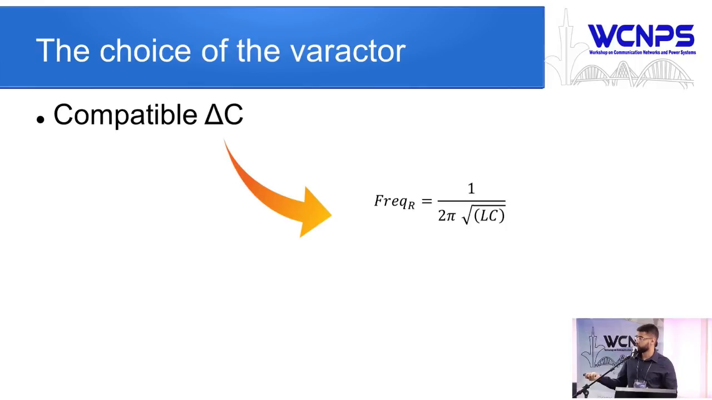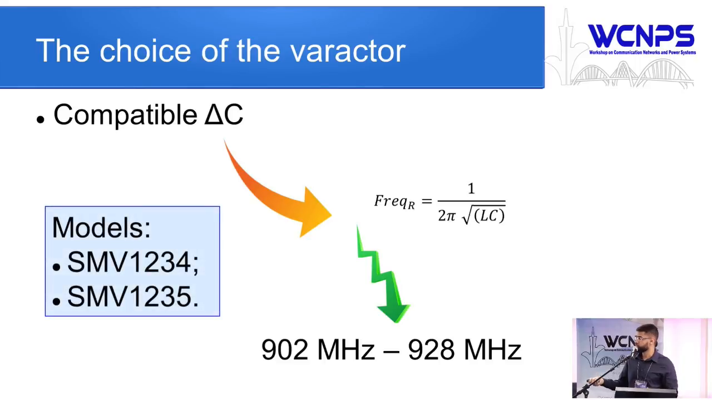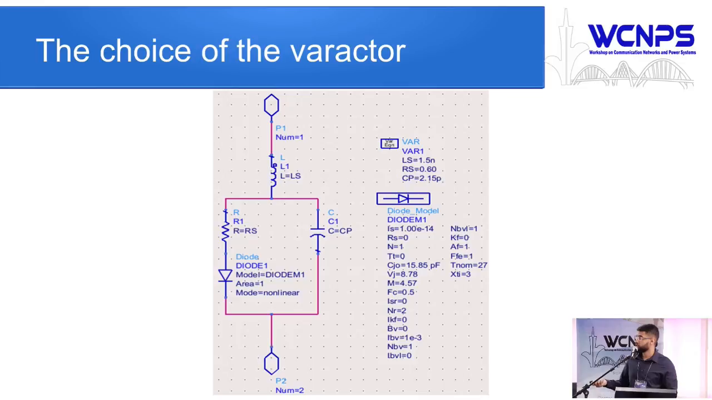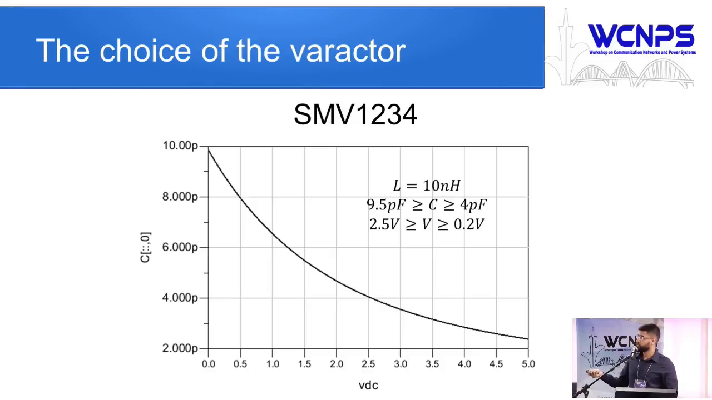Our circulator has an operating frequency range of 902 megahertz to 928 megahertz. So for this operating frequency, we selected these two models of varactors, okay, manufactured by Skyworks. Here we put the SPICE model in ADS, and we simulate it. And here is the curve of the first model. We selected 10 nanohenries for the inductor. So for our operating frequency, the capacitor value needs to cover this range, about 9.5 picofarads to 4 picofarads.